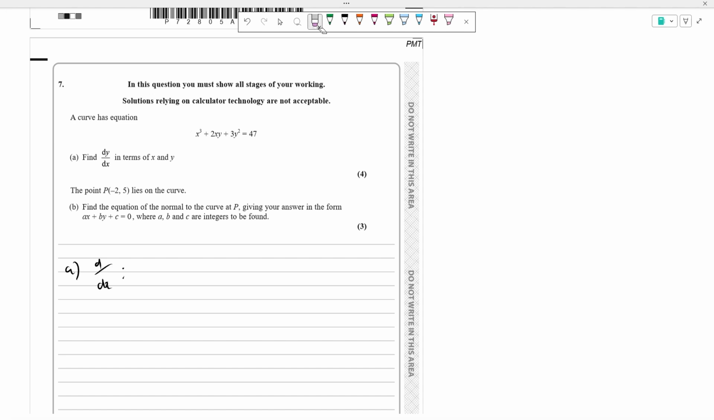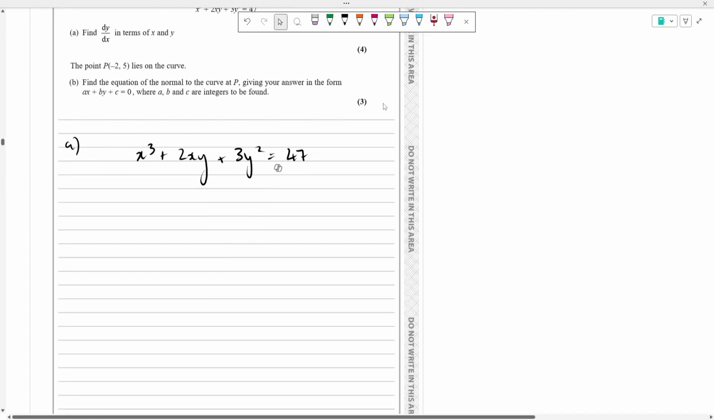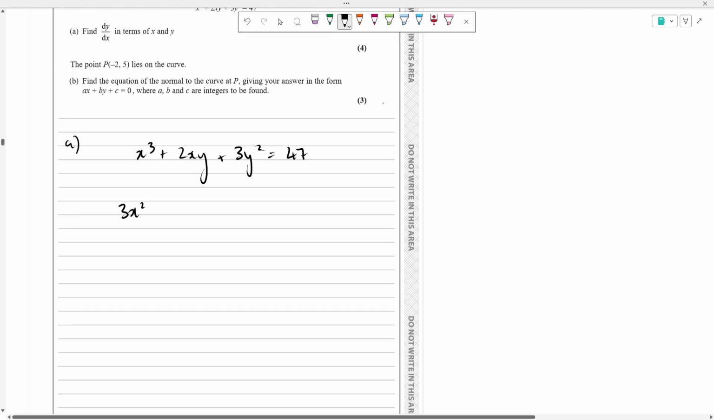x cubed. Actually, you know what? Before we start, I'm going to rewrite this like so. Okay, let's get started now. x cubed gets differentiated to 3x squared.